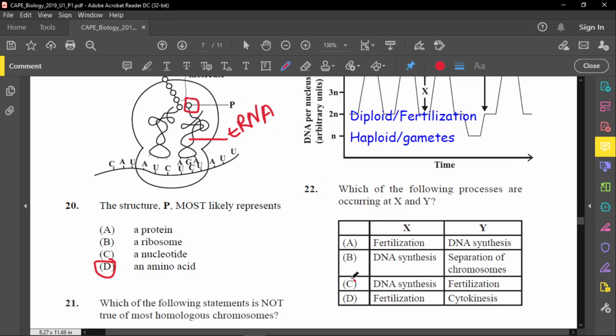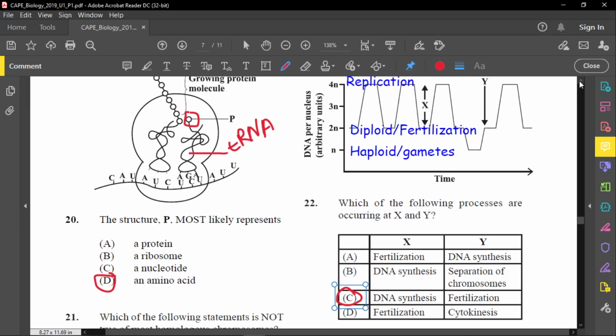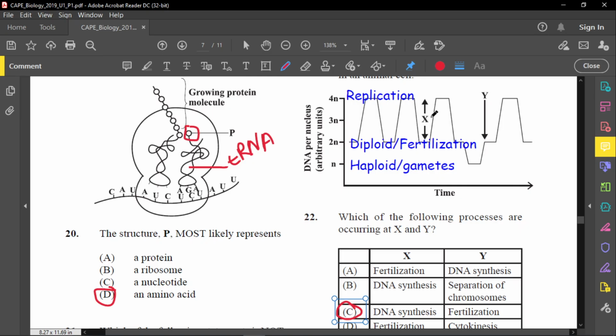Okay, so again, let me point it out on the graph. X is when it moves to 4N. That is when you have replication of the chromosomes or DNA. That is the interphase. And Y now is when it is going down to 2N, which is fertilization. So this is fertilization right here. Because remember, after cell division, when you have meiosis taking place, and then you have a haploid cell, the haploid cell will then be fertilized, and then now you will have your diploid cell again. So great, that is option C.